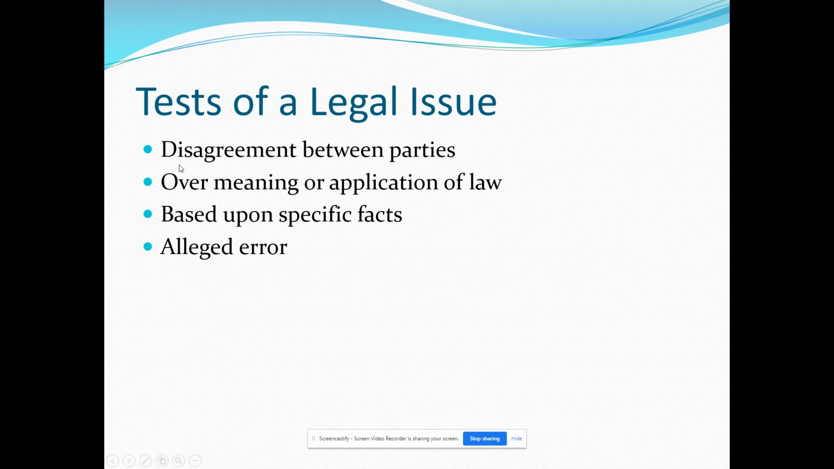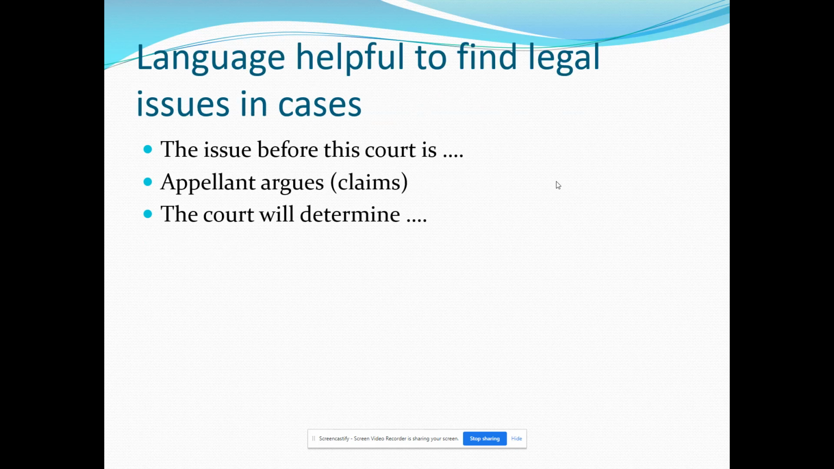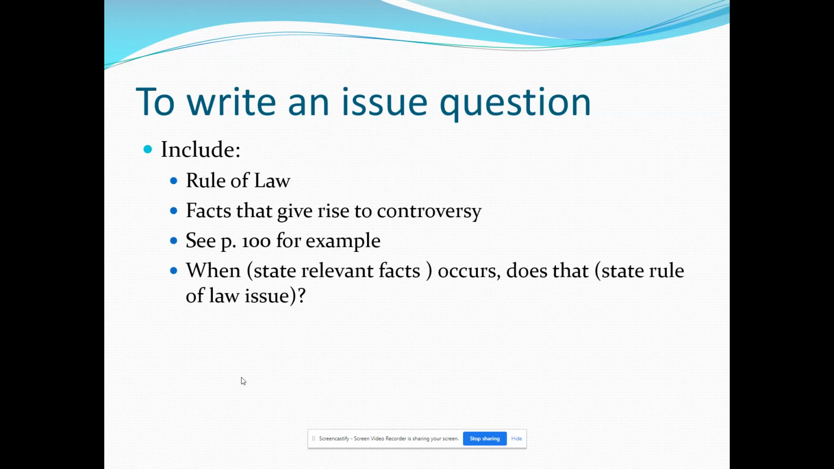Okay, so it's a legal issue if there is a disagreement between the parties over the meaning or application of a law. You have specific facts, and then someone is claiming error by a judge, either at the trial court or by an appellate court. Phrases like "the issue before this court is," "appellant argues," "the court will determine": all of those are ways that cue you into the fact that they're talking about the legal issue here.